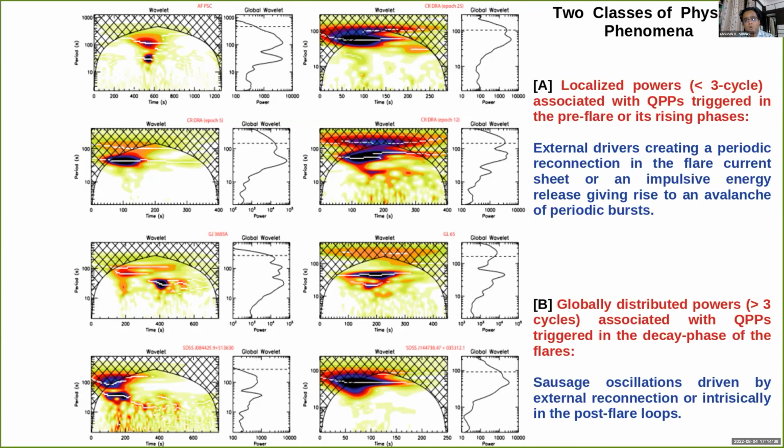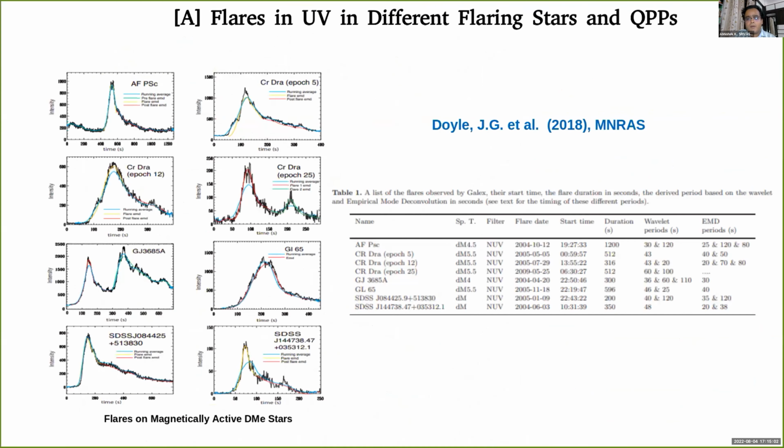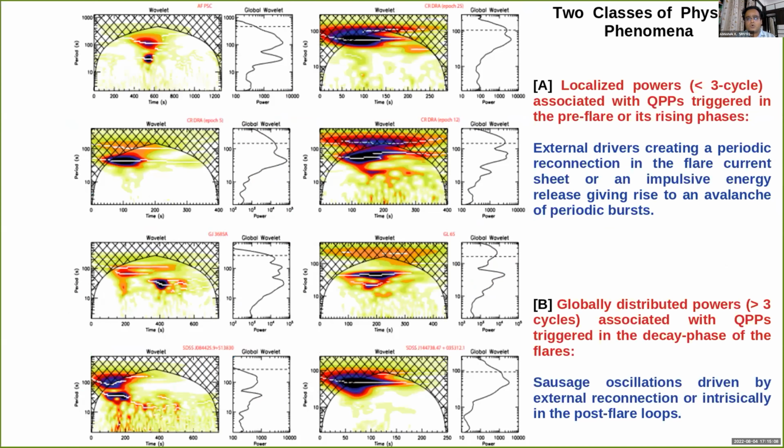The second is the global distribution of the powers, having greater than 3 cycles of repetition, which are associated with QPPs triggered in the decay phase of the flares. We interpret them as sausage oscillations driven by external reconnection, or intrinsically excited in the post-flare loop system generated in those flares. So these kinds of multiple periodicities, when studied along with the power distribution over the given epoch of time, can give interesting information about the inherent physical processes in such QPPs.